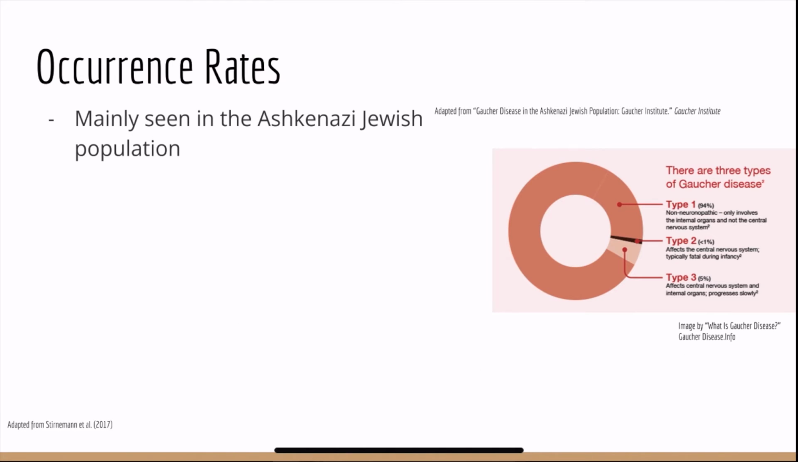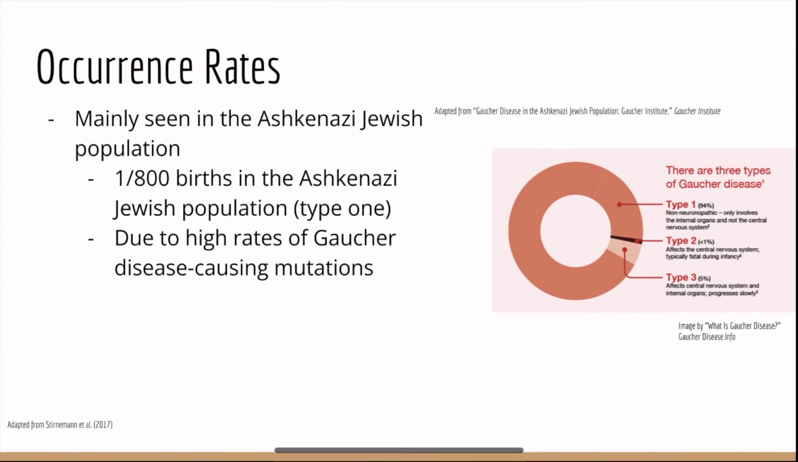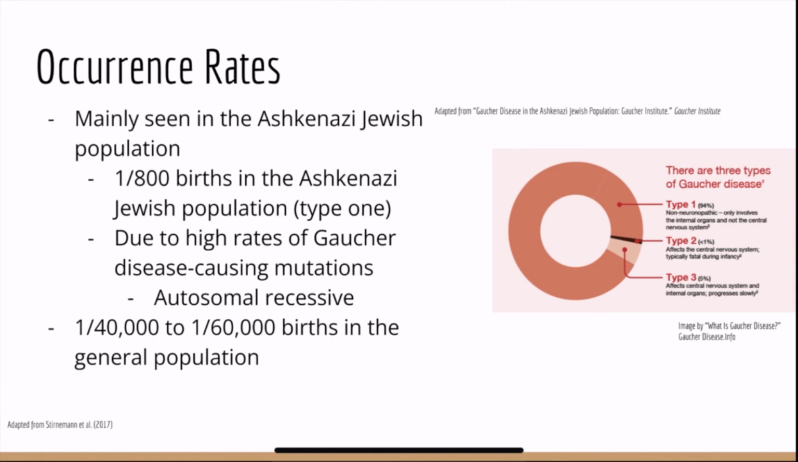Gaucher disease is mainly seen in the Ashkenazi Jewish population, with 1 in every 800 births resulting in type 1 Gaucher disease. Type 2 and type 3, however, are not localized to this population. The high rates of Gaucher disease in the Ashkenazi Jewish population are due to high rates of the disease-causing mutations in the population. They are then passed down by an autosomal recessive means, and the mutations are retained in the population. In the normal population, 1 in every 40,000 to 1 in every 60,000 births result in Gaucher disease.